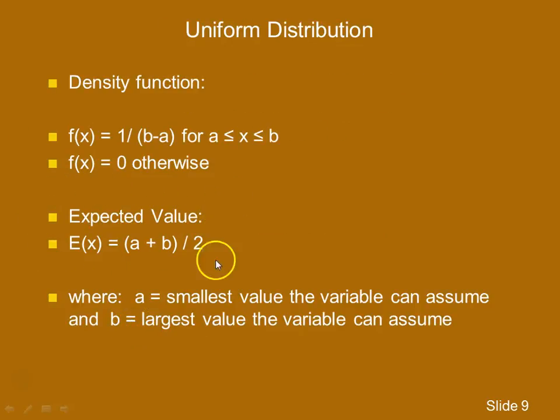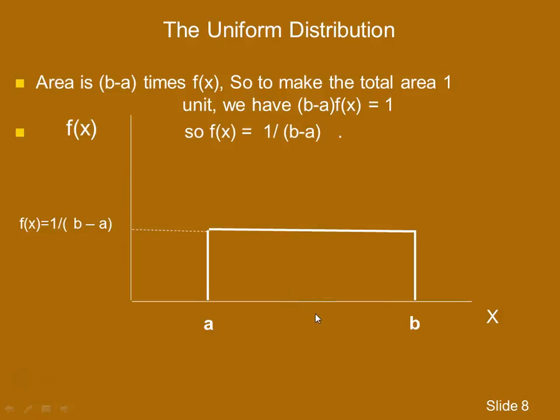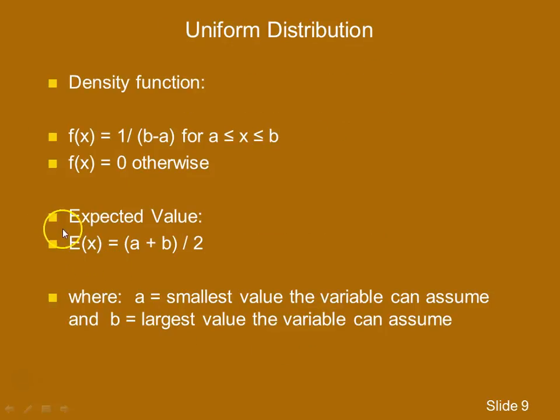It might be kind of obvious what the expected value of a uniform distribution is. Let's go back to our graph. Remember, the expected value is the mean, and as you've learned in earlier modules, the mean is the balancing point of a distribution. Where would I have to put my finger to balance this kind of a distribution? Well, if you said right in the middle, you're correct. Since this is perfectly symmetric, the balancing point would be right in the middle. Right in the middle, though, is going to be a plus b divided by 2. So that gives us a formula for the expected value, a plus b over 2.